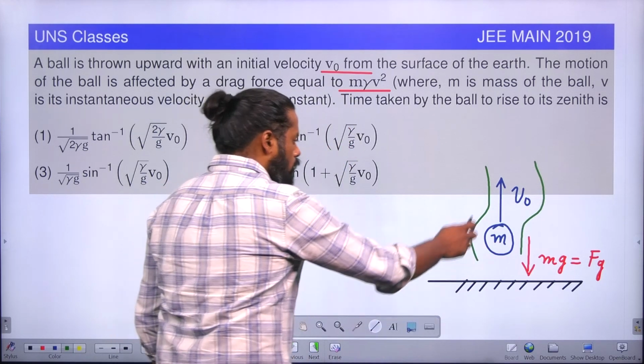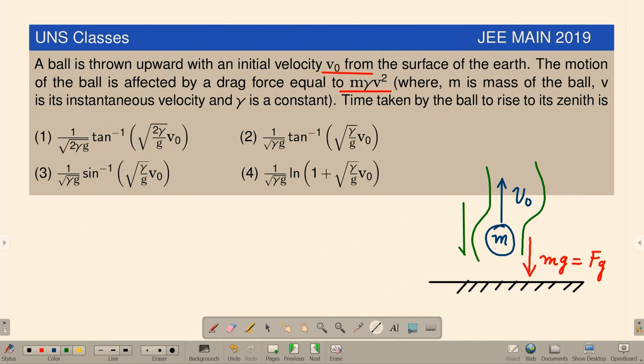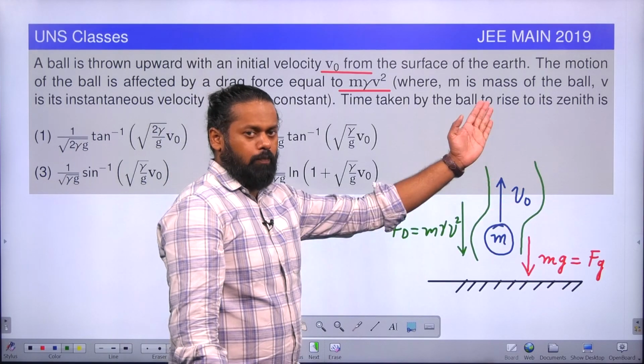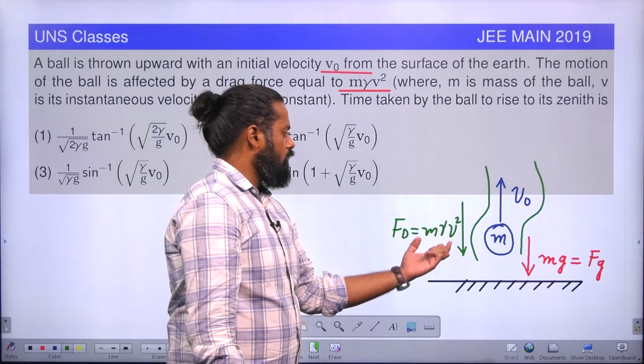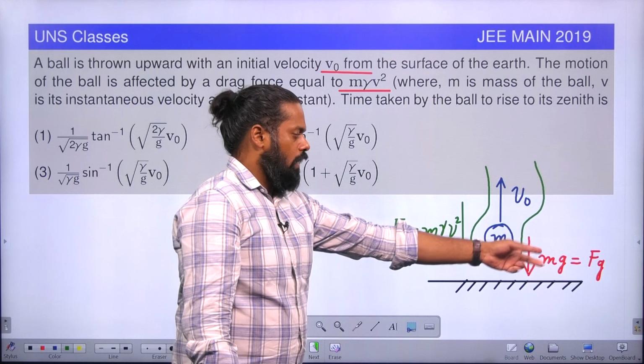That means if the body is going in the upward direction, there will be drag force acting in the downward direction. So that drag force, let us take it as Fd, is given as m gamma v square, where v is the velocity. These two conditions are given. So the initial velocity is v0, moving in the upward direction. The drag force is given. The drag force direction is always opposite to that of motion, and the gravitational force is there.